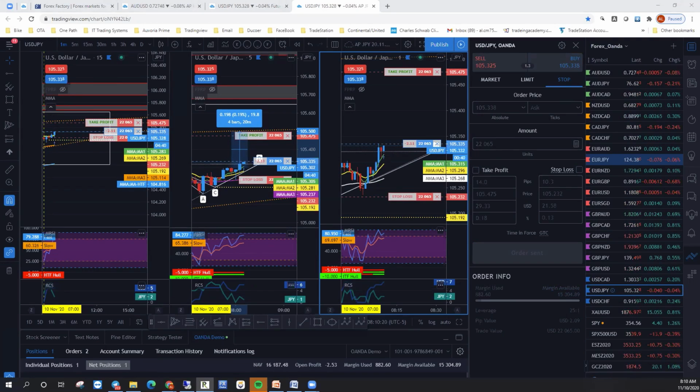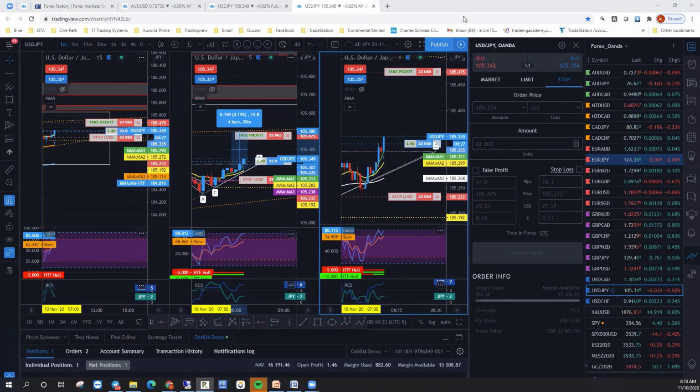What do you think, Matt? What do you think about this one? Taking a peek, I'm doing some analysis on it. I like it, I like it to the upside. Yeah, I'm liking it to the upside. There's the break right there.